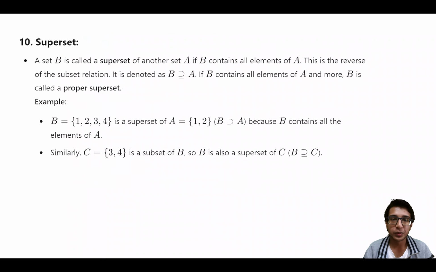Now talking about superset. Superset is simply the reversal of subset. So let's say if A is a subset of B, then we can say B is a superset of A, and we represent it in this format, simply the reversal. So if B is equal to {1, 2, 3, 4}, B is called a superset of A because A has just 1 and 2 elements, and every element of A belongs to B. So here you can write down two sentences about these two sets. A is a subset of B and B is a superset of A.